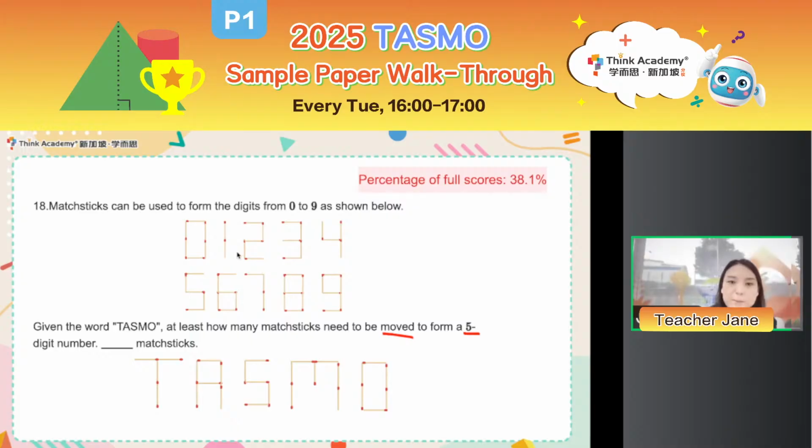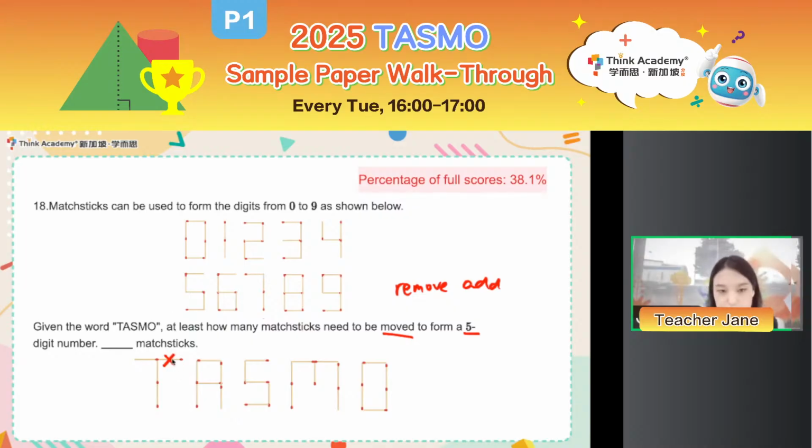If we want to have the numbers, you can observe, oh, how about this one? If I move, for example, this one, then it can become a 7, right? And because move means we cannot remove and we cannot add more, we just need to think about how to change the position of the matchsticks. For example, if teacher Jane moves this one, then it will become a 7, right? Just like this. This is a 7.